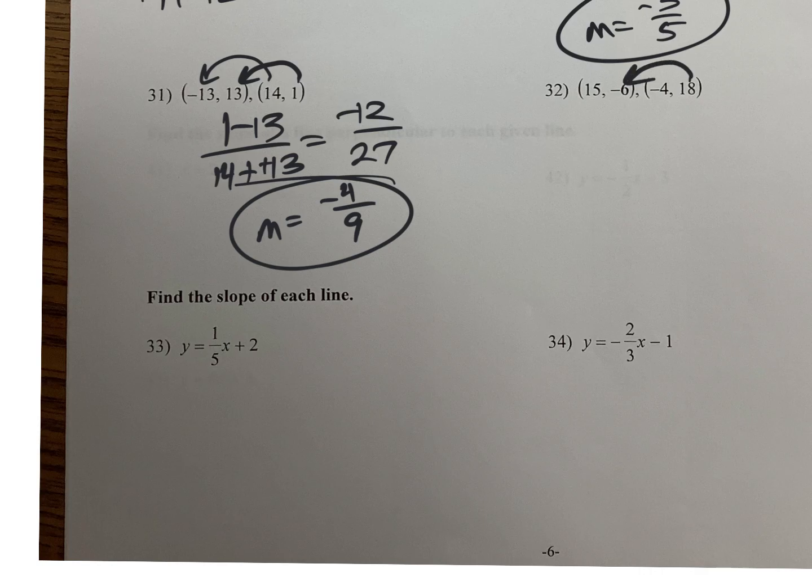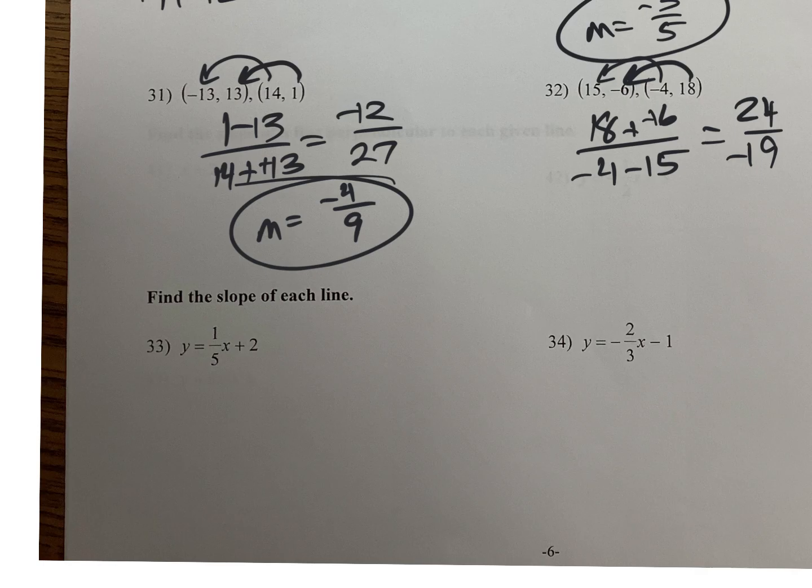So 18 minus a negative 6 and negative 4 minus 15. Change. That's 24 over negative 19. 19 is prime, so unless 19 goes into 24, you're done. So negative 24 19ths.